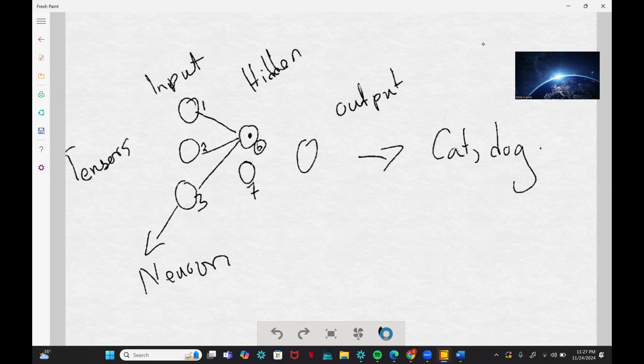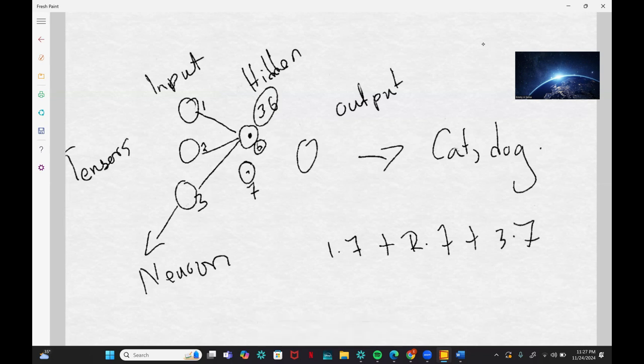So the output for this layer is going to be 36. That same math happens here as well: 1 times 7 plus 2 times 7 plus 3 times 7. And then whatever comes out here is the output for this one as well.